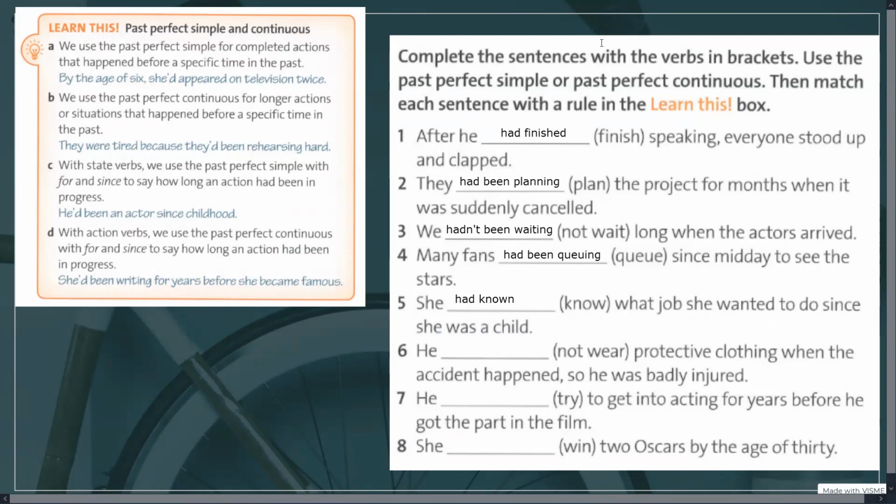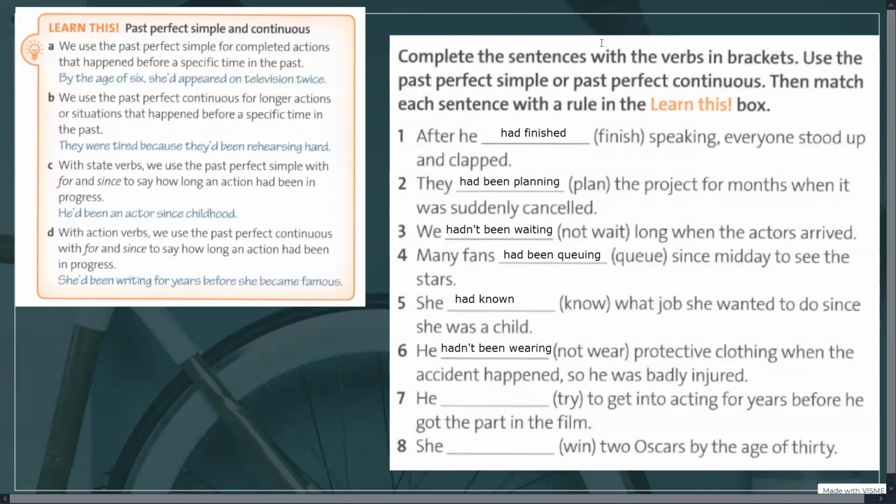He not wear protective clothing when the accident happened, so he was badly injured. This one kind of got to me a little bit, because wear can be treated as an active verb. I am wearing a shirt, it's a longer action to wear something for a while. But in this case, this is an instantaneous thing that happened to him. So I would put continuous here, but I would say that it's a bit murky with this one. Oops, sorry, not that one. Had been wearing, there we go.